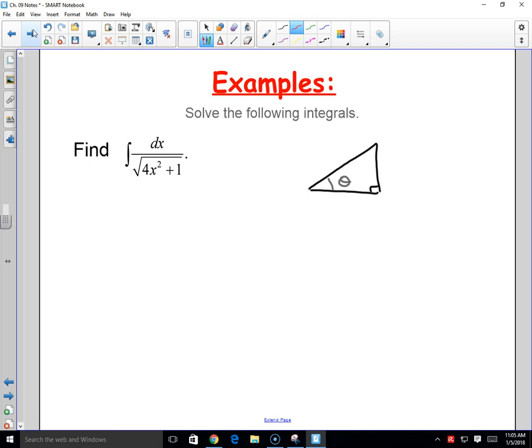So if I was to make 2x here and 1 here, wouldn't this be the square root of 4x squared plus 1? Yes. Now, hold on. Trig sub. There's no trig there to begin with, and we want to get trig in. Well, how do we get trig in? What can we say is equivalent to the square root of 4x squared plus 1?